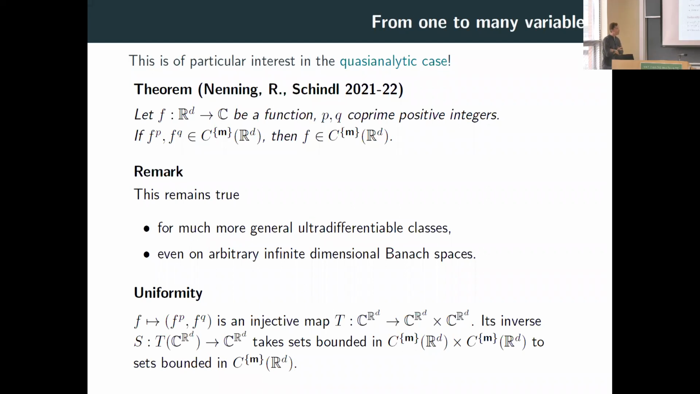And we also get a uniformity result, in the following sense. The map which takes f to the pair f to the power p, f to the power q, where I recall that p and q are co-prime positive integers, is an injective map from the set of all functions from Rd to C to the product of this set with itself. So I can look at the image and I get the inverse on the image.